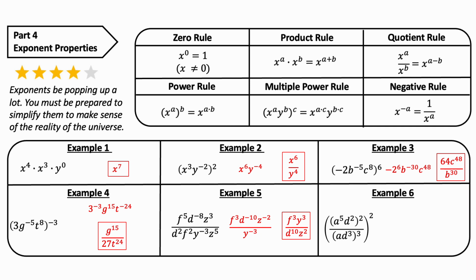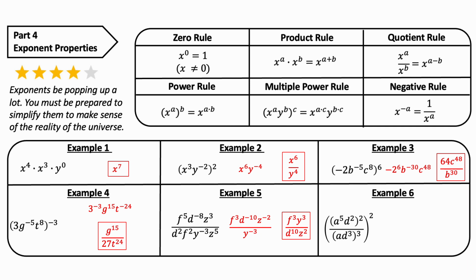Those are both being raised to the second power. And then in the denominator, a times d to the 3, both being raised to the third power. And then everything is being raised to the second power. So what we're going to do here is just follow the power rule twice. And let's start on the outside and work our way in.